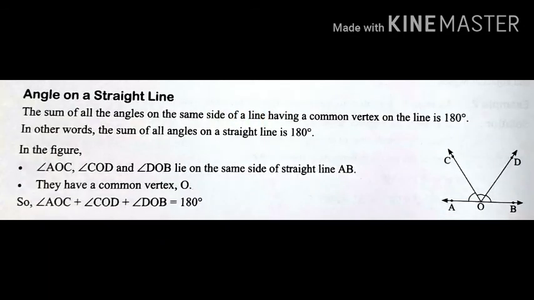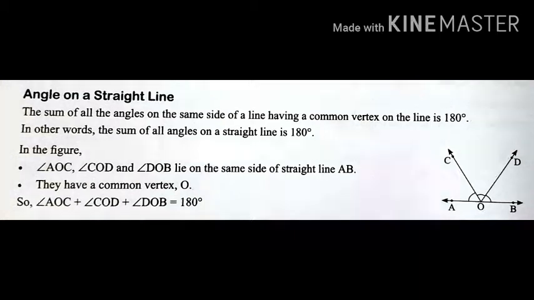Next is angle on a straight line. How do you represent angle on a straight line? Generally, angle on a straight line we represent as 180 degree. So here angles AOC, COD, DOB are on the same side of the straight line. They have a common vertex O. So when you add these angles, AOC plus COD plus DOB, that is equal to 180 degree. That is exactly your straight line angle. So that means a straight line angle always measures 180 degree, doesn't matter if it divides into different types of angles.